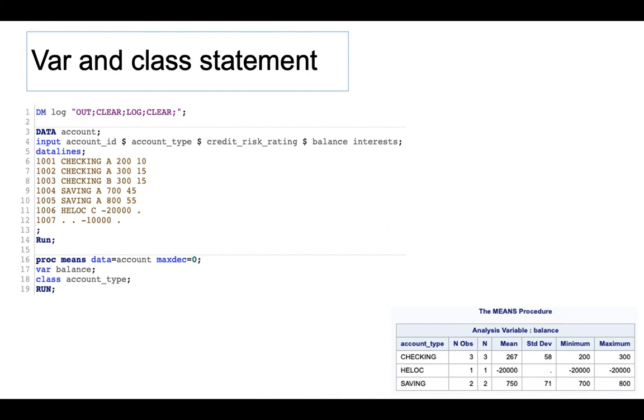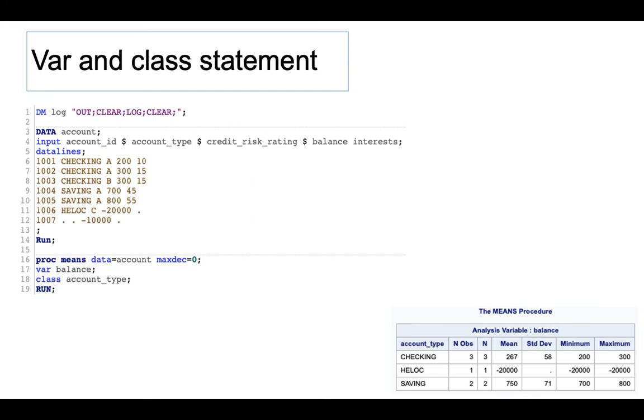Instead of using a by statement, you can also use a class. Class will also help you to group the different account types. But the difference between class and by actually is not that clear. When you use a class, you can see the output is different. All the data is grouped together into one big output table, whereas in by, you can see them in separate tables.